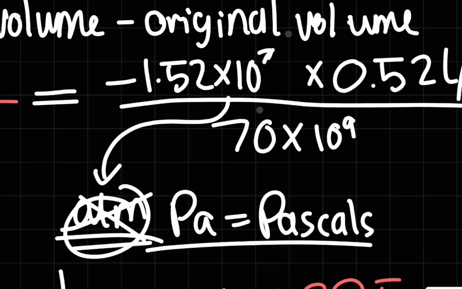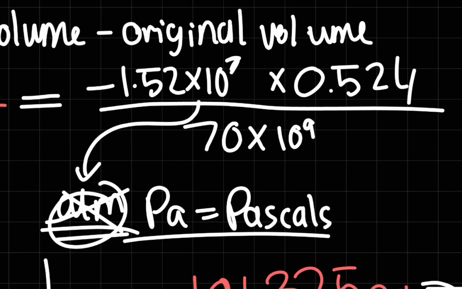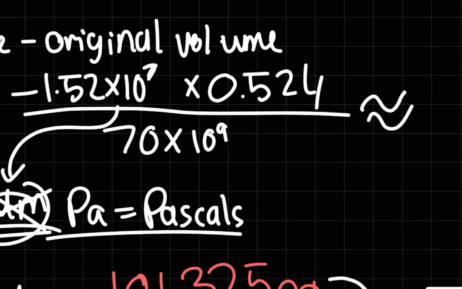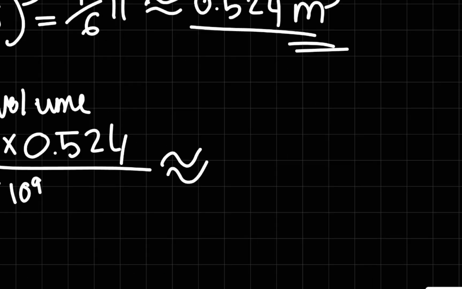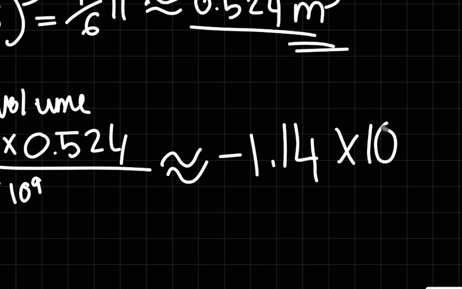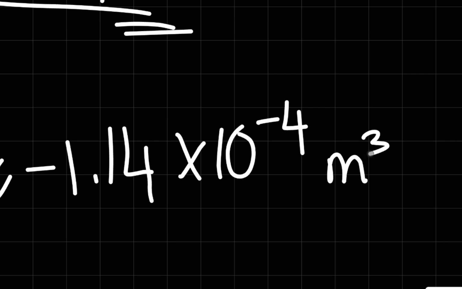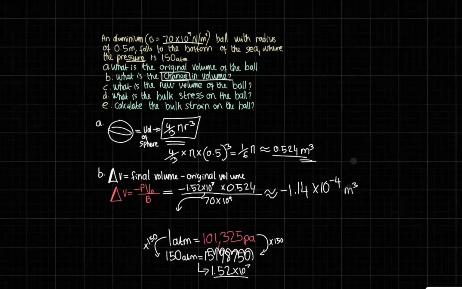Since I already have the actual long value in my calculator, I won't be using this simplified version. I'll just use the value on my calculator, so I'll give more of an approximate answer for this. So the answer is minus 1.13, or 1.14 rounded, times 10 to the minus 4. And that's changing volume, so still meters cubed. That should be the answer for that one.